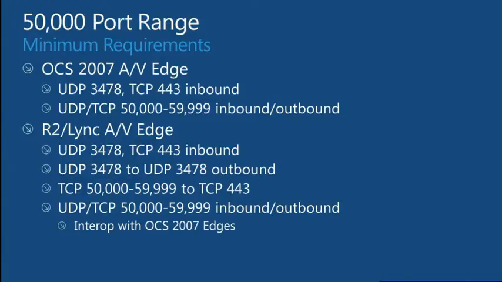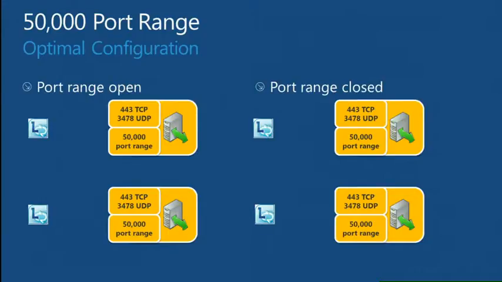Now, if we talk about R2 and Lync, we need as well the 3478 UDP and 443 TCP inbound, but we also need 3478 to 3478 UDP outbound. This is how Edge communicates to other AV Edge servers. And we need TCP 50K to 59999 to port 443 TCP. That's the way we communicate TCP to other AV Edge servers. If we want to have interoperability with OCS 2007, we need to open the 50K port range inbound and outbound for UDP and TCP as well. So that's the minimum. Now let's talk about the optimal configuration.